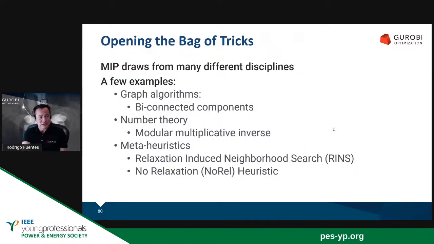So let's talk now. I want to talk about what things we have used over time to improve the speed of the solver. And it's very interesting because it relates to different disciplines that we have benefited from. Namely, we have graph theory, we have number theory, and we have heuristics, which are basically problem-independent rules that we can apply to MIP problems, regardless of what problem we are trying to solve. So let's go over each of these.